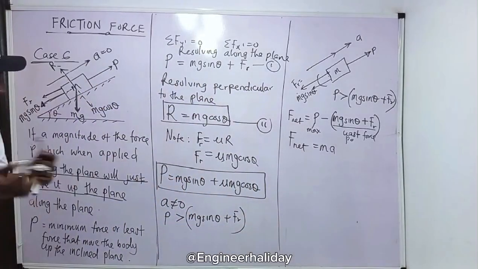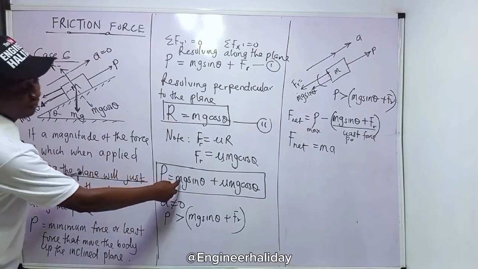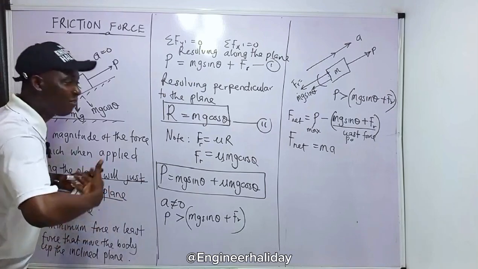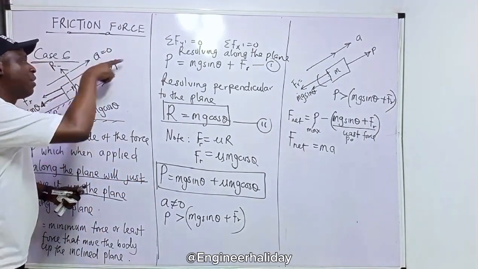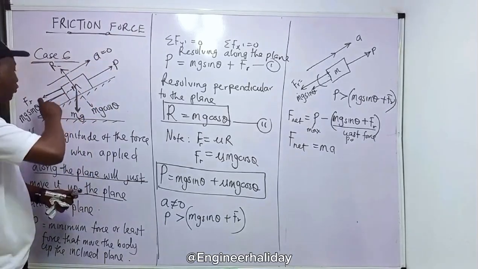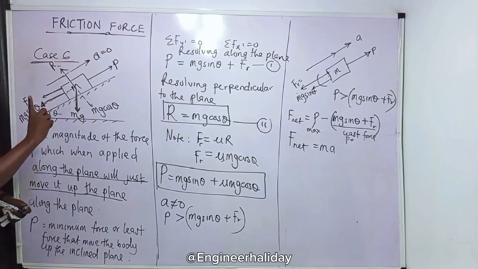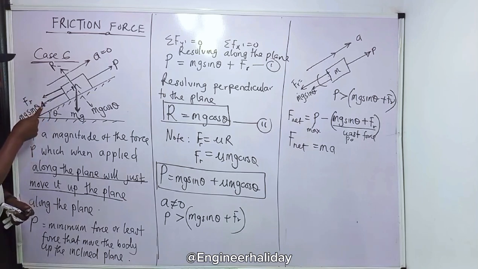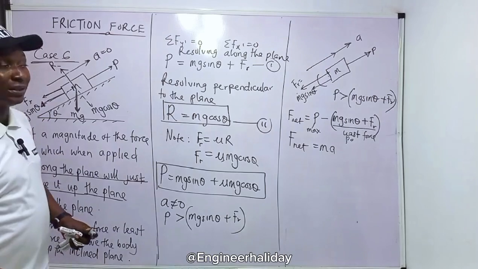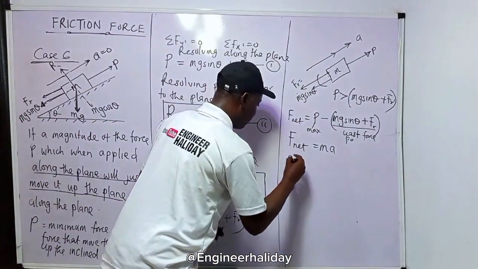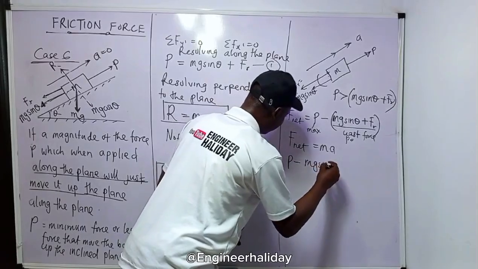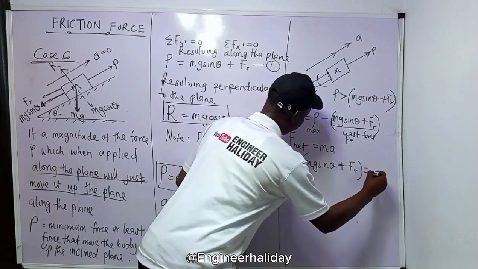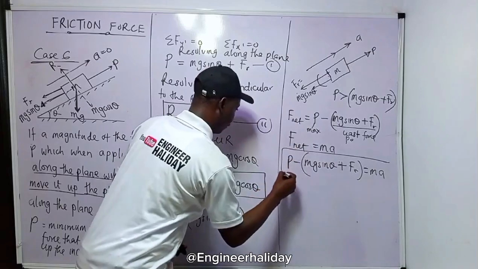Now you see where maximum comes in, and initially it was behaving like minimum. But when acceleration now plays a role, when you are able to pull it up with a much bigger force, greater than the combination of frictional force and gravitational force along the plane, then we can now call it a maximum force. So that is to say that P minus, in bracket, mg sin theta plus Fr will be equal to Ma. Please take note of this formula.